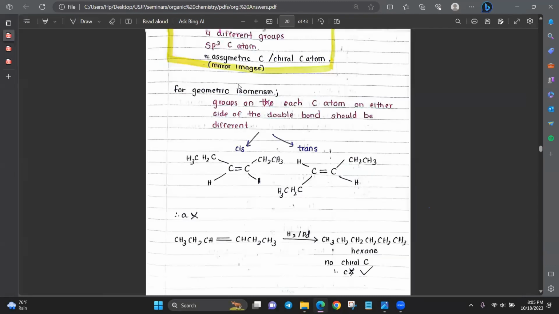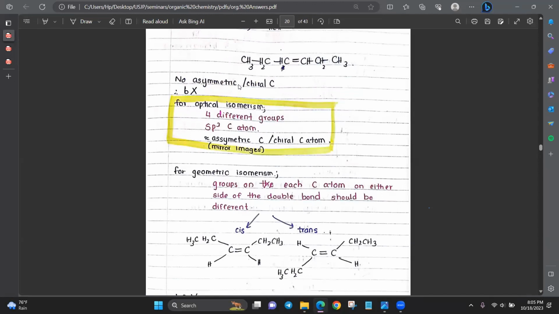Shows optical isomerism. For optical isomerism, what should it be? There should be an sp3 carbon atom. sp3 carbon atom means there should be 4 bonds, and those groups bonded to that sp3 carbon atom should be different to each other. 4 different groups bonded to an sp3 carbon atom will create an asymmetric carbon atom, or we can call it a chiral carbon atom. And also, if they are optical isomers, then they are mirror images of each other.